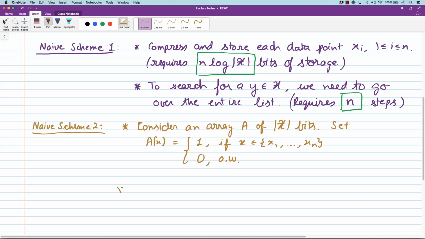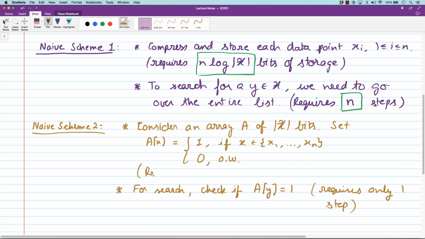And so now the search is very efficient. For search, check if A of y equals 1. So this requires only one step. Search is very efficient, but the memory requirement is now |X| bits of memory. Sorry, requires not n, requires |X| bits of memory.